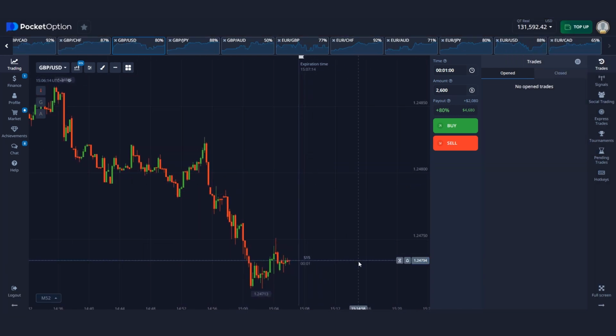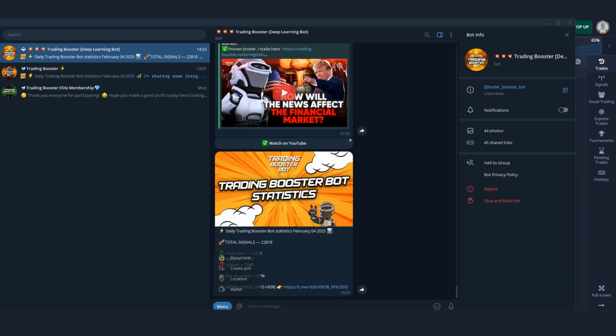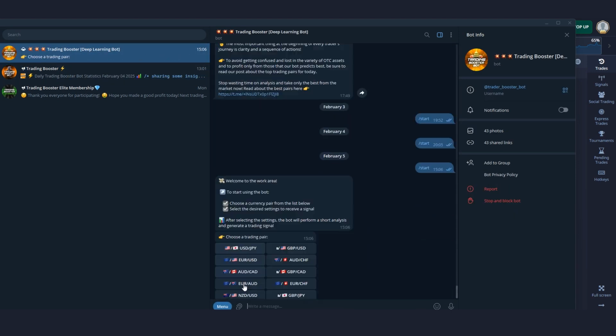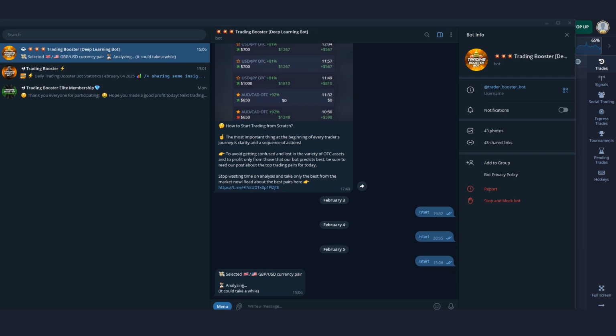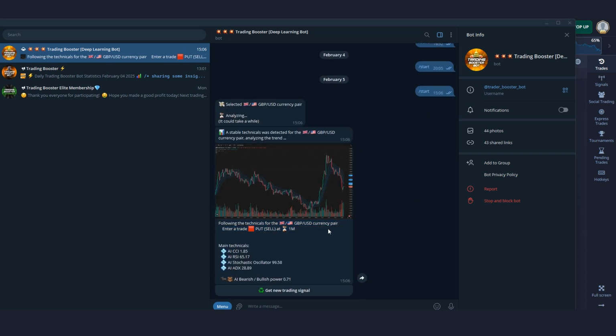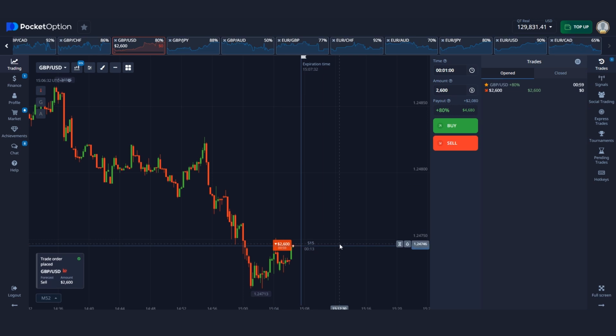Let's choose the British pound to dollar. I'm heading over to the BoosterBot, picking this currency pair and selecting the time for the trade. 1 minute. Since there are really good trends here, you can make money really quickly. I'm getting a sell signal, and right from here, I'm opening a sell trade on that impulse.